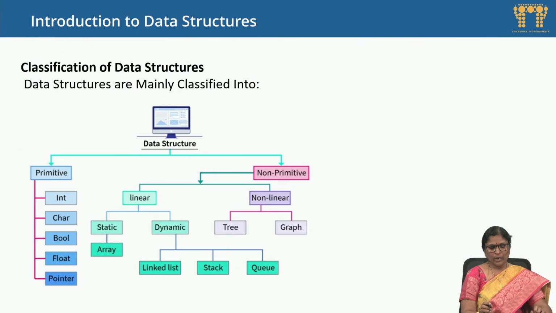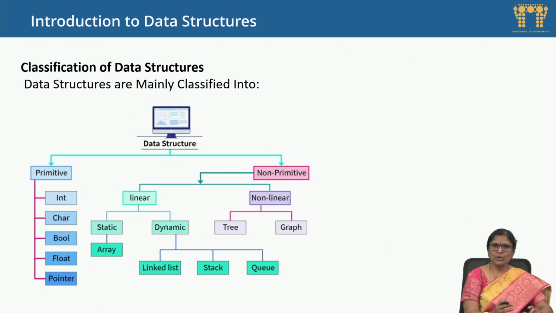Then we move on to the classification of data structures. Data structures have been broadly classified into primitive and non-primitive data structures. Coming to the primitive data structures, you have int, char, boolean, float and pointer. All these primitive data structures are the basic building blocks.